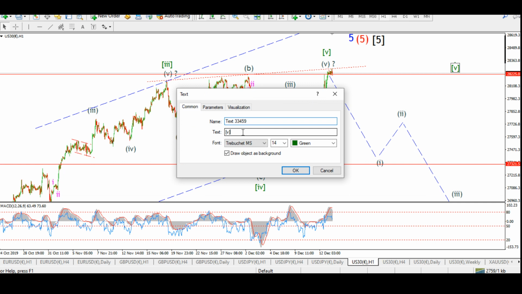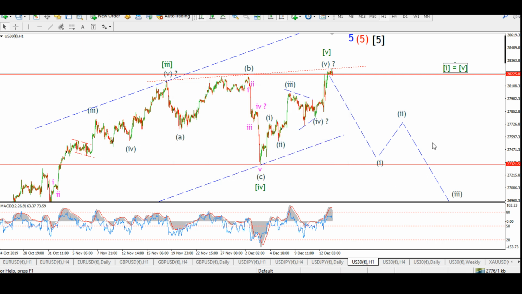Just update that now for the moment. I must have deleted it. Okay, wave 1 equals wave 5 at 28,225. Okay, so here's wave 5 in green, and we have wave 1, 2, 3.